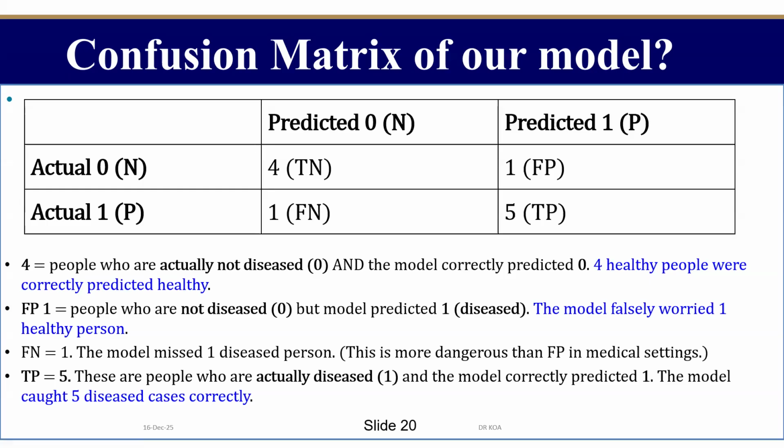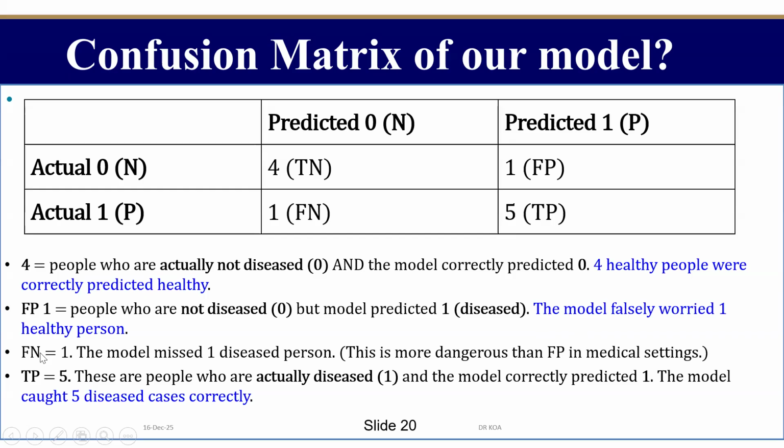So the person is not diseased. The model is saying that they are diseased. So the model is wrong. That is a false positive. You tell me that he's positively diseased, but that is a false positive. So the model falsely worried one healthy person. Now the model is doing well here with a 4, but it's worrying 1 person.